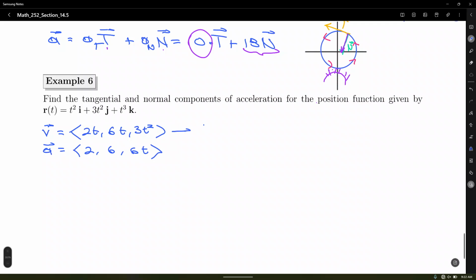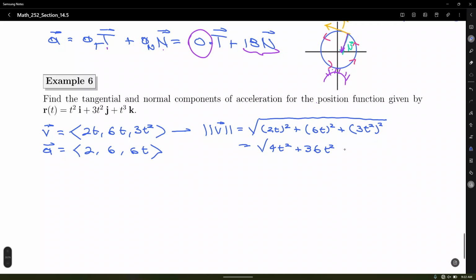So let's get the magnitude of v. That is the square root of 2t squared plus 6t squared plus 3t squared squared. So that is going to give us the square root of 4t squared plus 36t squared plus 9t squared squared. That's t to the fourth. Okay, let's simplify this as much as we can. So that's going to be the square root of, simplify 36 plus 4, that's 40, t squared plus 9 t to the fourth. Notice how we could factor out a t squared. That's 40 plus 9 t squared.